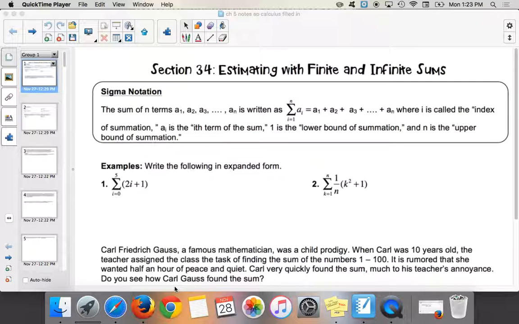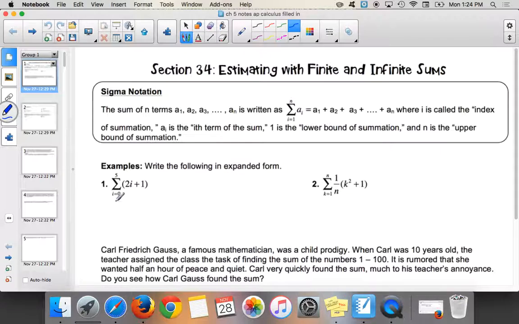If you remember, we did things like the first example, write the following in expanded form. In Algebra 2, if I have the sigma, the sum from i equals 0 to 5, what that means is I'm going to plug in 0 for i, then 1 for i, then 2, 3, 4, and stop at 5. And I'm going to sum them. Sigma means sum and not multiply all together.